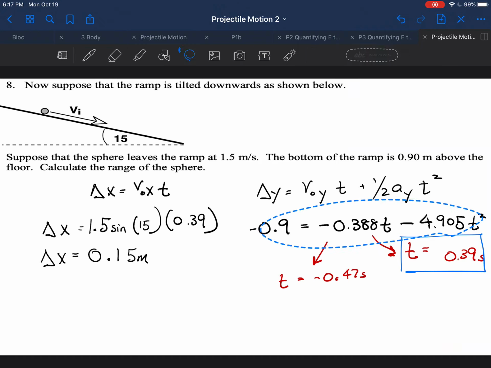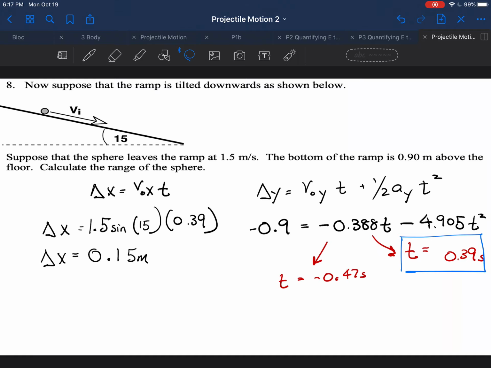So here we did that, and in class we left off with this quadratic here. So this quadratic yielded two solutions, a negative and a positive. Obviously we're going to want to pick the positive time because the negative time we know is impossible. We're going to plug that into our x direction equation here, where we have the x component velocity from what we found earlier, and we get that the projectile goes about 0.15 meters. All right, that's all good.